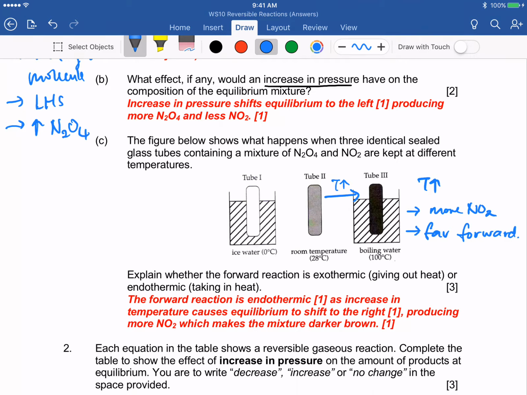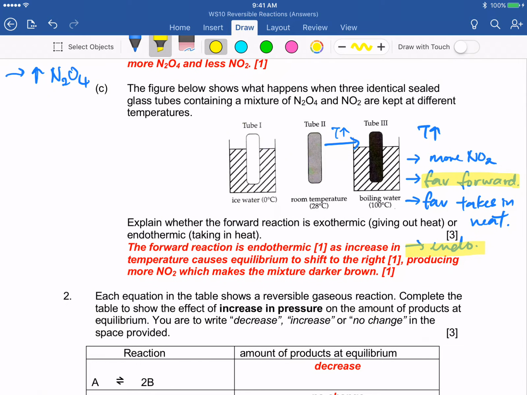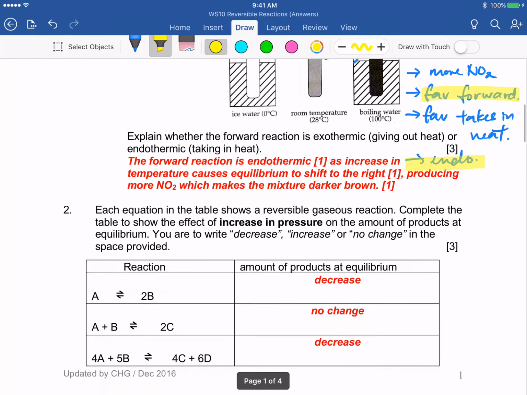Okay, then you must think, whenever there's an increase in temperature, what type of reaction does it favor? Is it exothermic or endothermic? When there's an increase in temperature, you want to favor the side that takes in heat, the reaction that takes in heat, which is endothermic. This tells us that, based on these two statements, it favors the forward, and that is endothermic. Because increase in temperature causes equilibrium to shift to the right, making more NO2, which is dark brown.